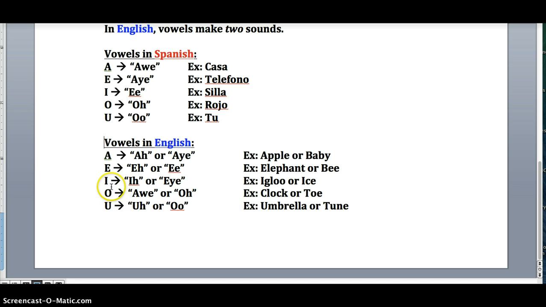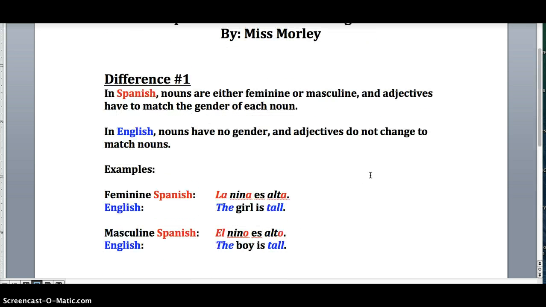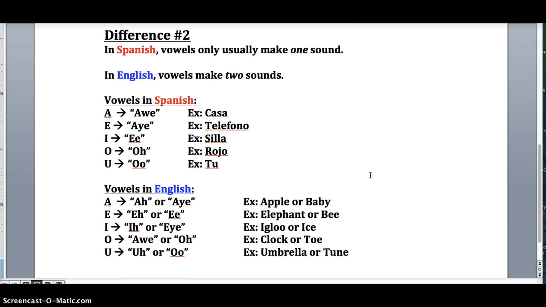Okay? Our I can make the sound, as in igloo, or the I sound, as in ice. The O can make the ah sound, as in claw, or the O sound, as in toe. The U can make the sound, as in umbrella, or the oo sound, as in tune. So these are two differences we see in Spanish and English.